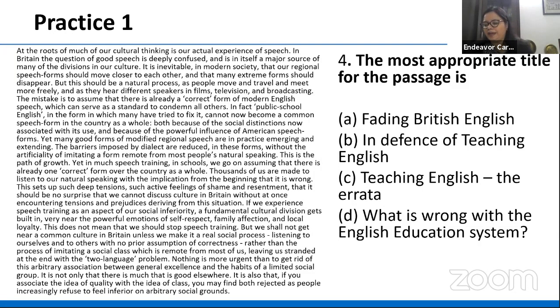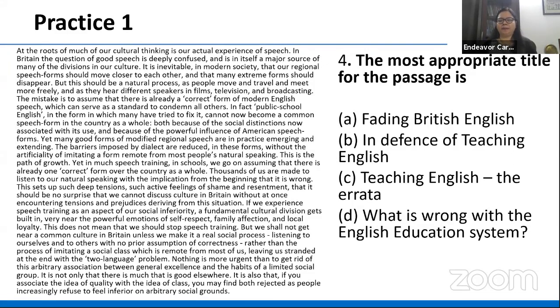The most appropriate title for the passage can be a little tricky, but let's look at eliminating options. Fading British English. Am I saying that British English itself is fading? That is too generalized, right? You're talking about the language fading. No, his comment is very specific. So is he talking about D, what is wrong with the English education system? The British educational system is too broad now. You're talking here of speech training. How do we teach the right language to our children? So D is too broad. A is again generalized. I'm not saying that British English itself is fading.